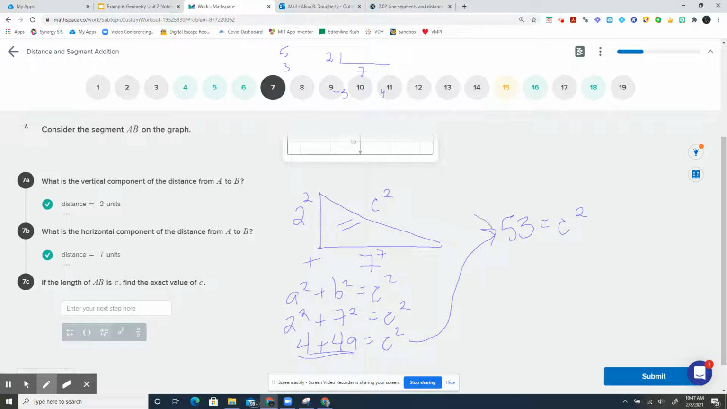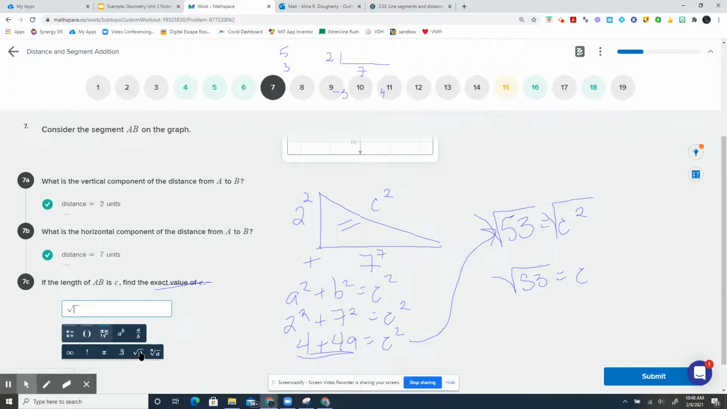Please, please, please don't be tempted to put in that 53. You've got to take the square root of both sides. So the square root of 53 equals c. And it's asking for an exact value of c. So I think with the exact value, we're going to need to put in that radical and not estimate. Square root of 53. Anytime it says the exact value, you want to put this radical in, because if we take the square root, we're going to have to round some decimals.